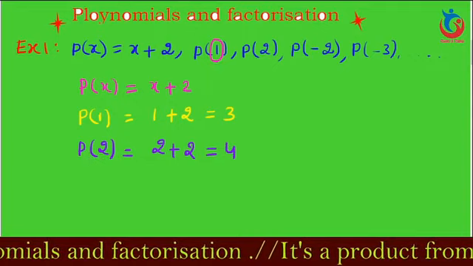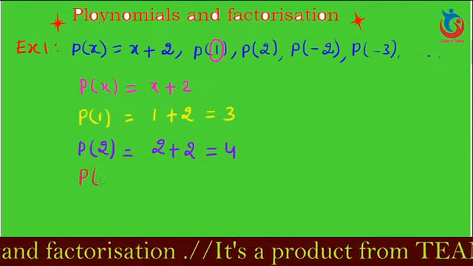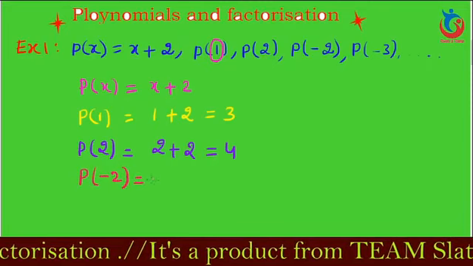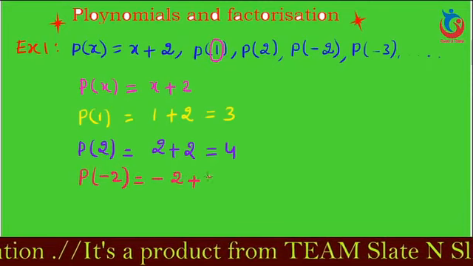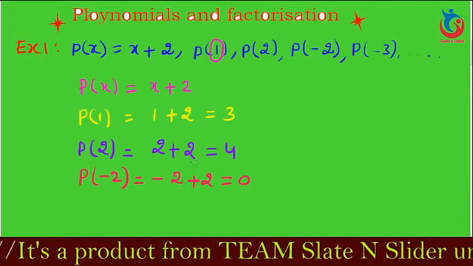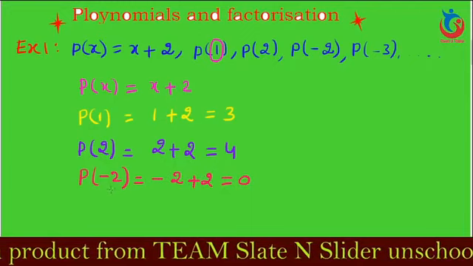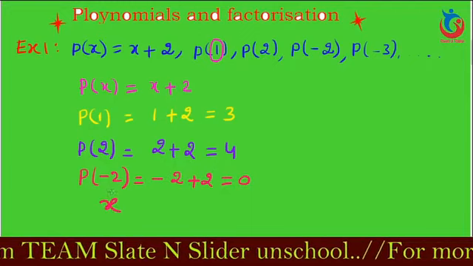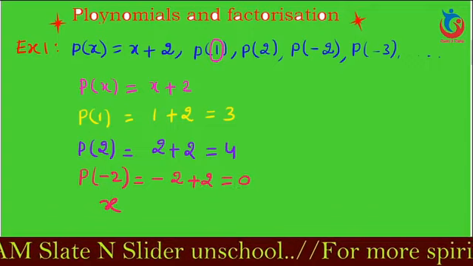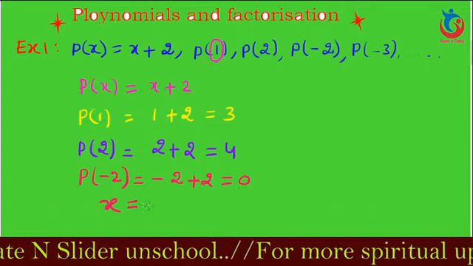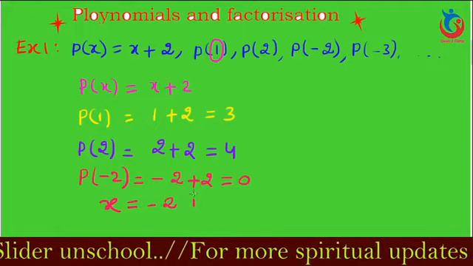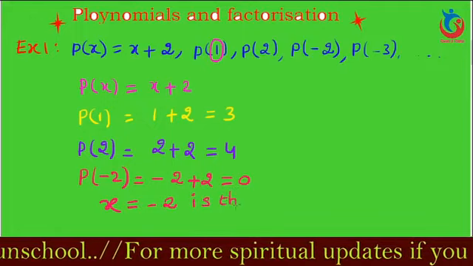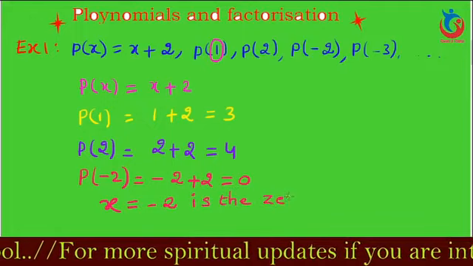And take one more, that is P of minus 2. In the place of x write minus 2, so minus 2 plus 2 is 0. By writing minus 2 we got 0, no? That's why x is equal to minus 2 is the 0 of this polynomial.